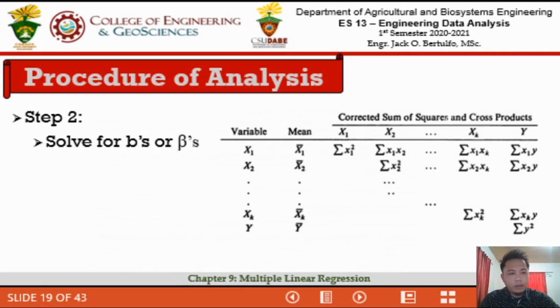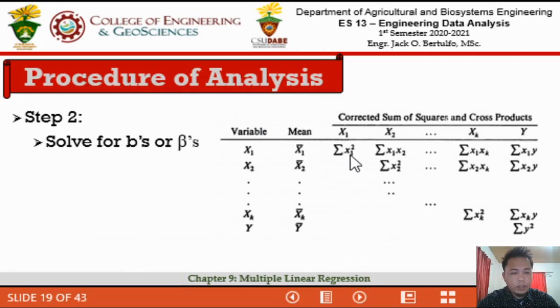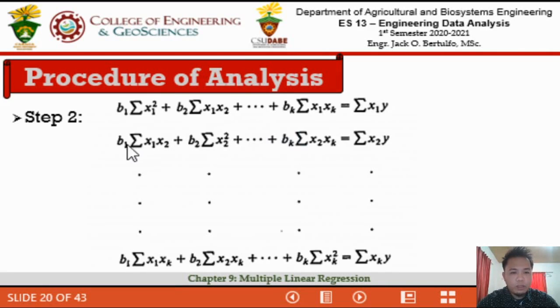So from here, he emphasized that beta 1 is the coefficient of x1, that's the notation. The coefficient of this is beta 2, and so on and so on, depending on how many independent variables there are. So beta 1 is taken from here, for x1, then beta 1, beta 2, and so on. It's the same with this beta 1, beta 2.